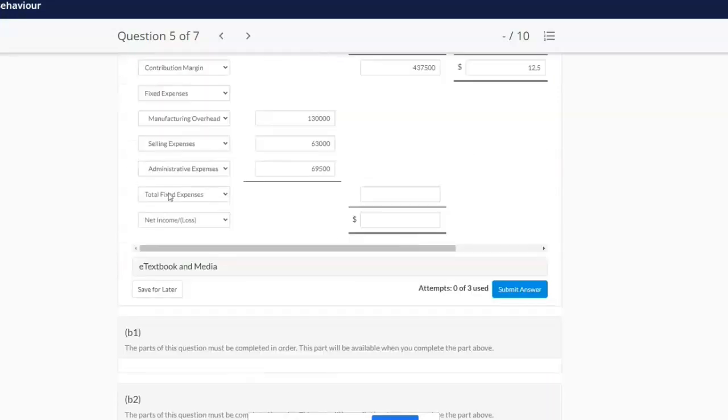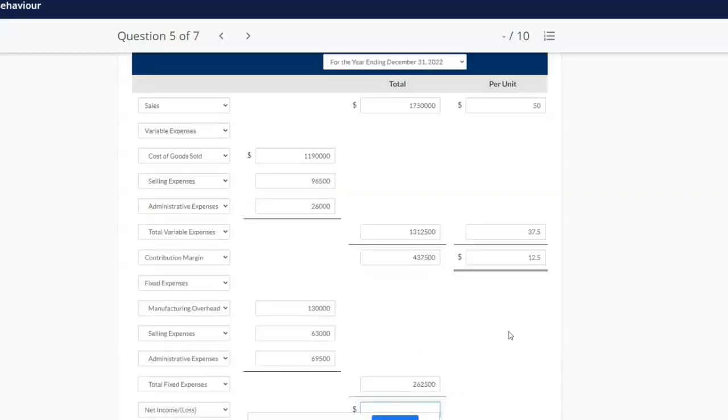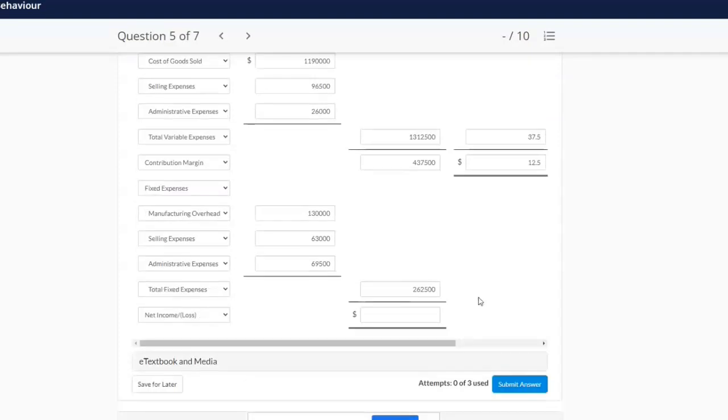Okay. Total fixed expense. We total, plus 63. 262,500. Okay. So now we do 157,000, or we should just do contribution margin minus the fixed costs. Yes. 1,487,500.